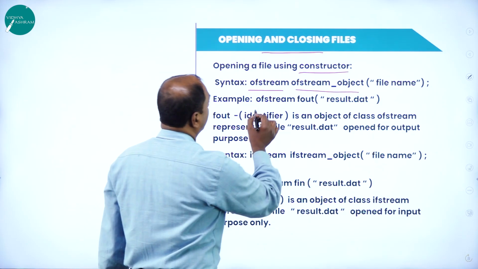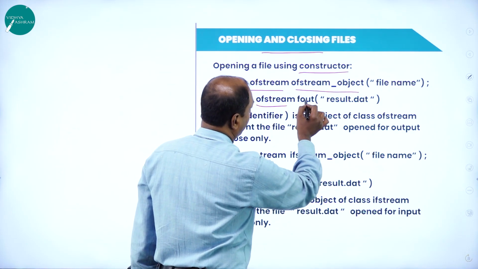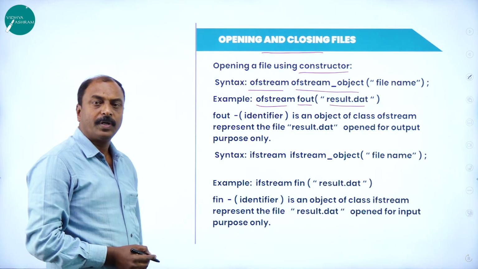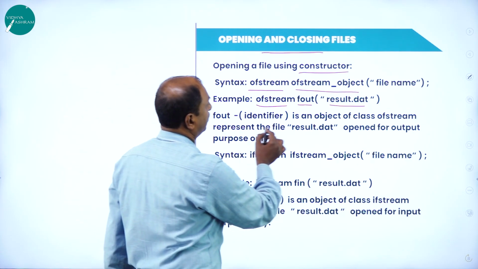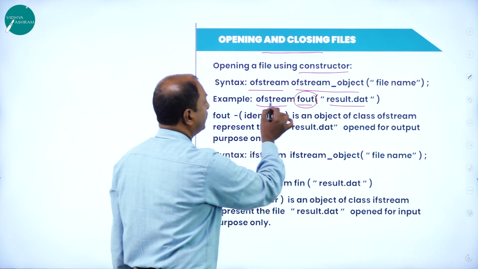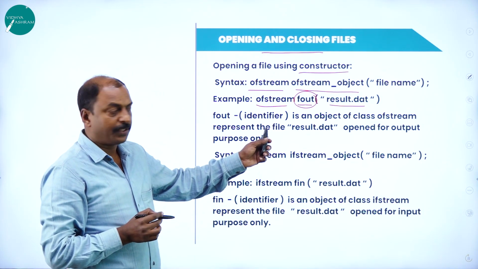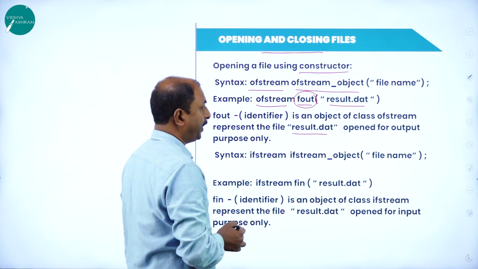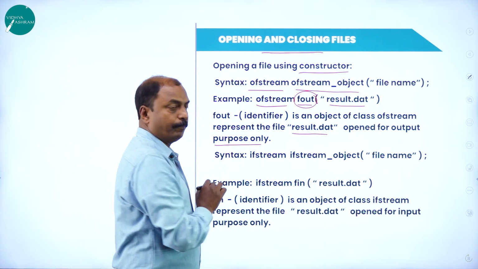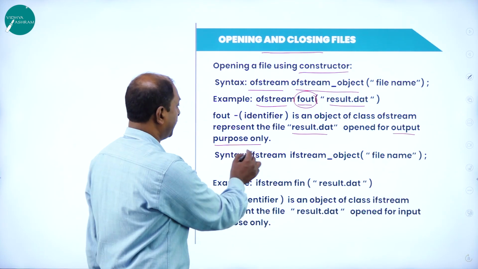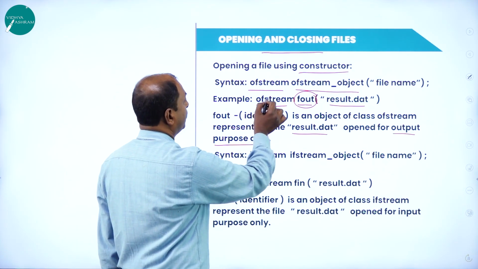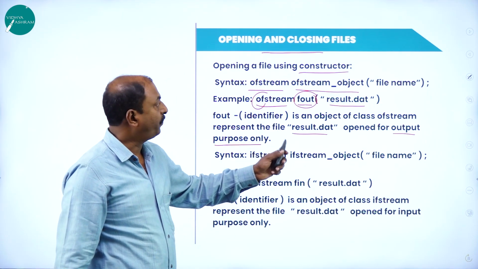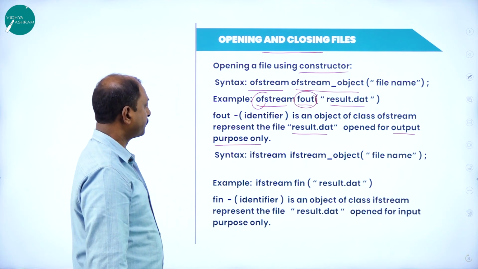So the meaning is that, in the example, fout is an object and result.dat is a file. So what is the meaning of this? Here fout is nothing but an object of the class ofstream. It is nothing but an identifier, and result.dat is the file that is opened for output purpose only, because we have used the ofstream class. So this is an example of how to open a file using a constructor.